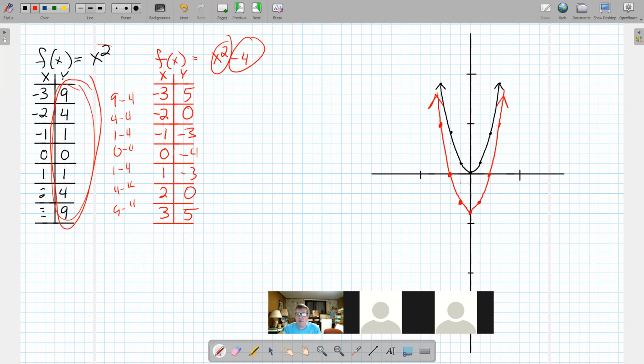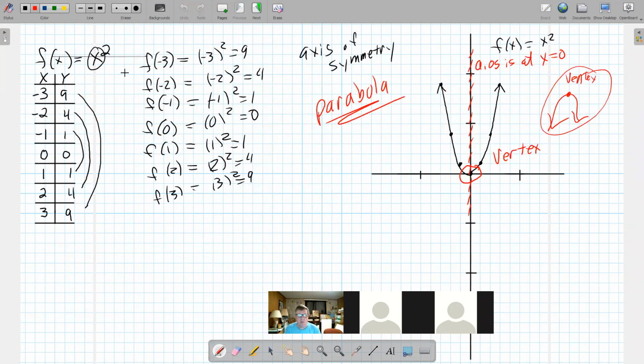Same shape, but it's shifted down 4 units. Where's the vertex? Well, for f of x equals x squared, it's there. For f of x equals x squared minus 4, it's at (0, -4). Okay, so let's review. F of x equals x squared, the vertex, I guess I should have written it. Vertex is at (0, 0).